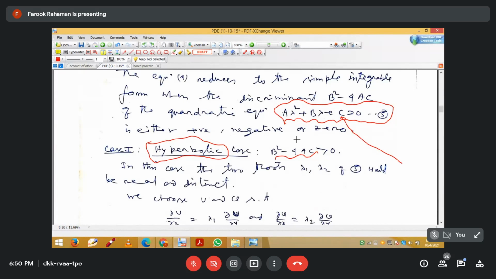Now from this equation one can easily solve, because a second degree equation has two solutions. So from this one can solve for two solutions, which I call lambda 1 and lambda 2, because the quadratic equation one can easily solve.